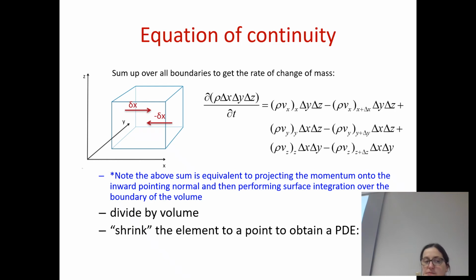So divide by volume, then take a limit when I say shrink the element, take a limit when delta x, delta y, delta z all go to 0. So I shrink the element. That's in essence how you obtain differential equations for anything. Do a balance over an element and then shrink it to a point. So what do you get as a partial differential equation?